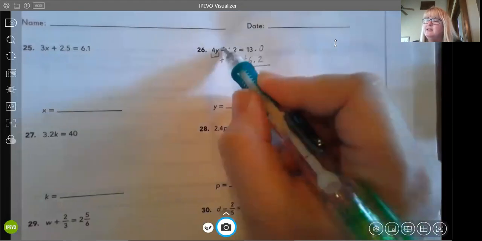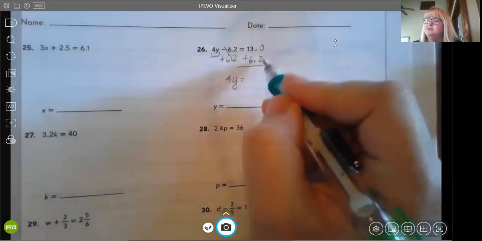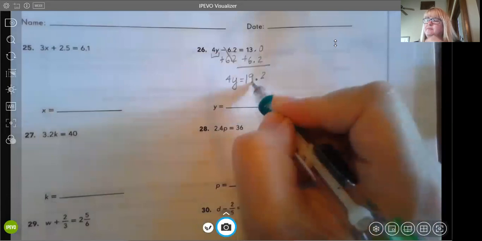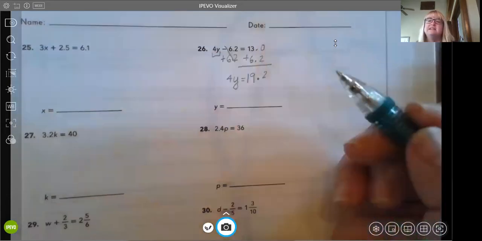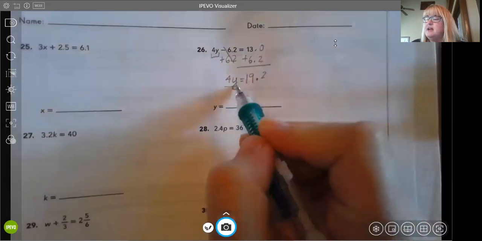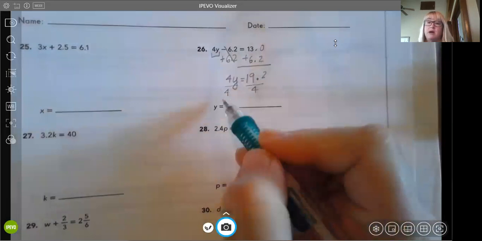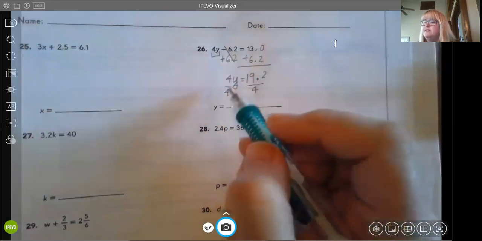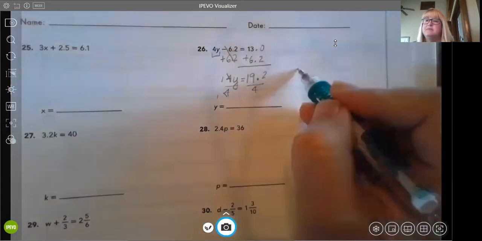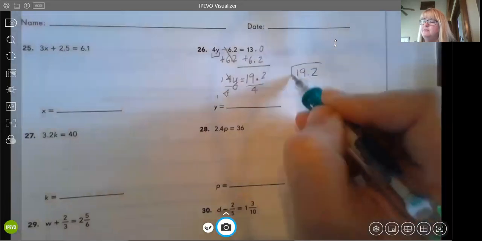This cancels out, and that leaves 4y equals 0 plus 2 is 2. Decimal comes down. 13 plus 6 is 19. All right. Now, the last step, that was the first step. The second step is we've got to divide both sides by 4 because I don't want 4y, I want 1y. So to get 1y, I have to divide 4y by 4. That becomes 1y. And I'm just going to come over here and do 19.2 divided by 4.